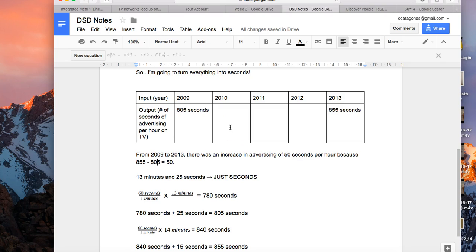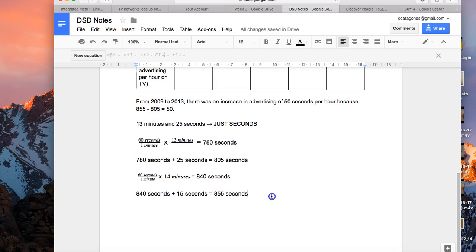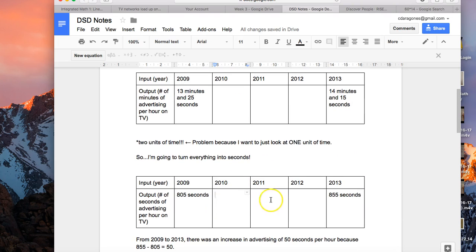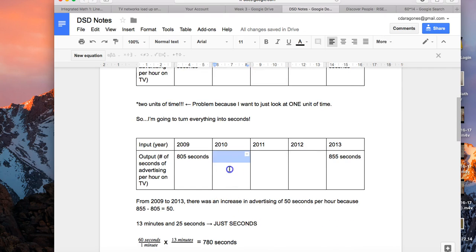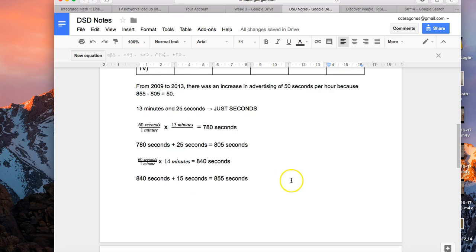So we're actually going to use this to estimate what's going on in the in-between years. So I'm going to assume a couple of things. So this is an assumption, okay? This may not be true, but I'm going to assume it to help me out. I'm going to assume that there is a constant increase in the number of advertising seconds per year. That means it goes up by the same number every year. So it goes up by 10, so it becomes 815, plus another 10, it becomes 825, right? I'm assuming that it goes up by the same number every year, okay?